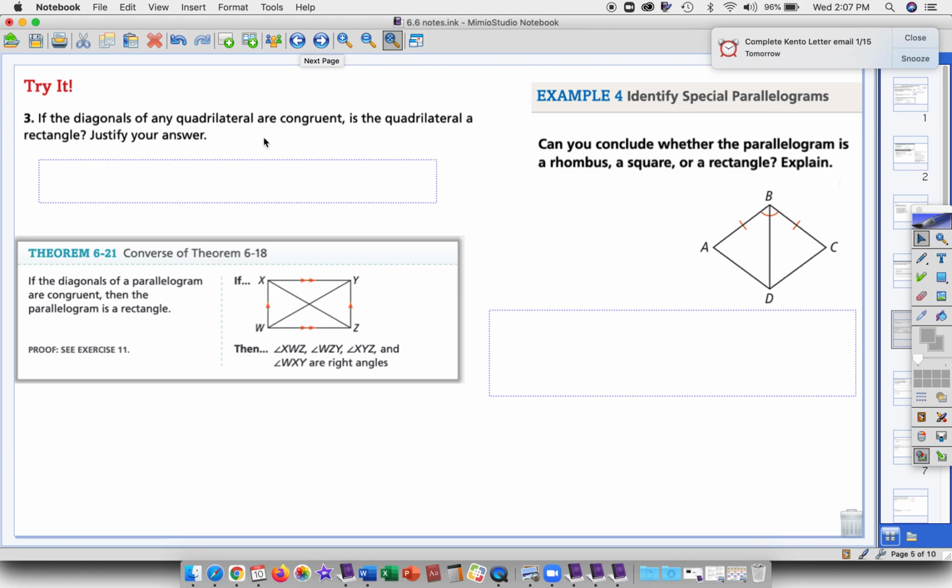If the diagonals of any quadrilateral are congruent, is the quadrilateral a rectangle? Justify your answer. So pause the video, think about that for a minute, and then come back when you have an idea.